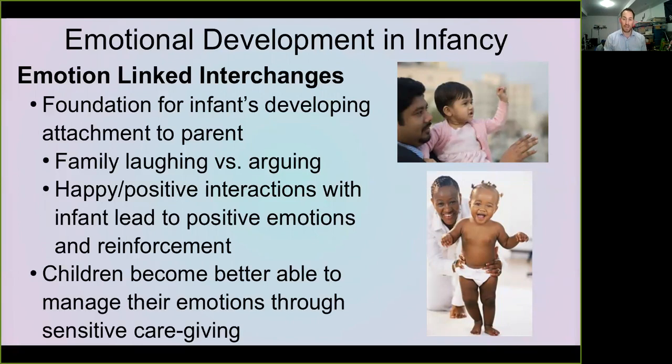So children can become better at managing their emotions through really sensitive caregiving. So things like giving children hugs, for example, can help their bodies decrease stress hormone levels because they don't have the cognitive capacities to realize that they're stressed yet and that they need to calm down. So giving them a hug automatically tells the body stress levels down and starts to train the brain and the neurology on how to calm itself.